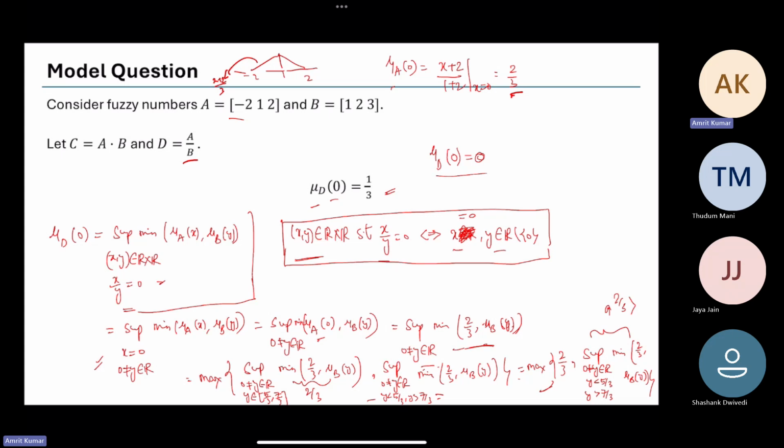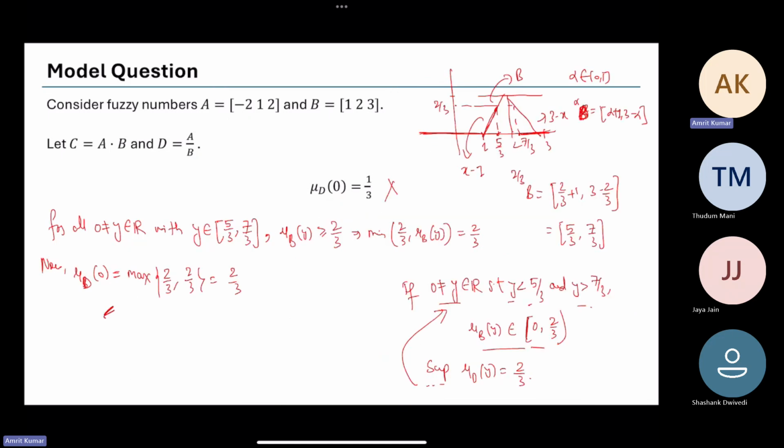Therefore, we need to take the supremum of the minimum of 2/3 with the membership function of B such that y is some non-zero real number. And that supremum can be broken into two parts, as we discussed earlier, that any supremum can be broken into two parts. The first part is equal to 2/3, and the second part is also equal to 2/3. Therefore, you have mu D of 0 as the maximum of 2/3 comma 2/3, so it's 2/3. Therefore, this option is wrong.